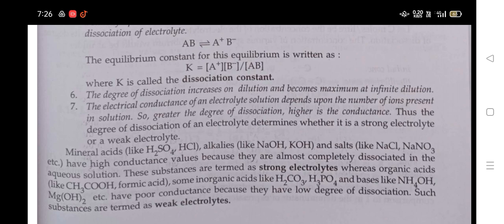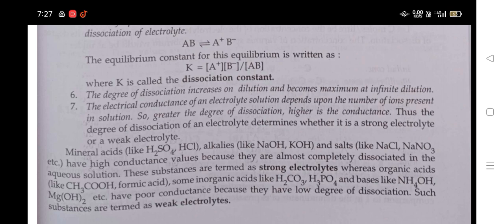Seventh, the electrical conductance of an electrolyte solution depends upon the number of ions present in solution. So, the greater the degree of dissociation, the higher is the conductance. Thus, the degree of dissociation of an electrolyte determines whether it is a strong electrolyte or a weak electrolyte. Mineral acids like H2SO4, alkalis like NaOH and salts like NaCl have high conductance values because they are almost completely dissociated in the aqueous solution.